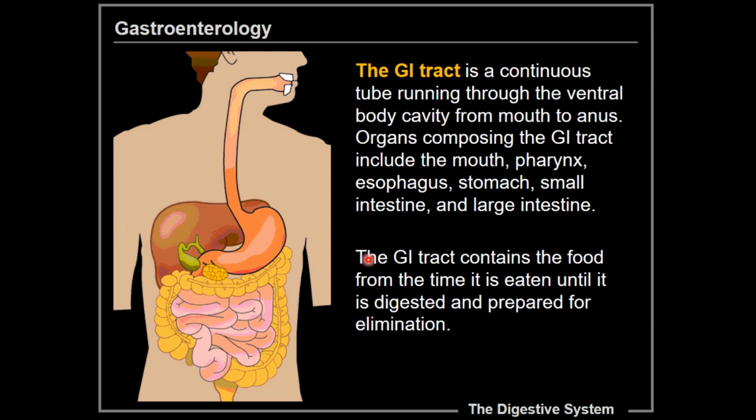So the GI tract is a continuous tube running through the ventral body cavity from the mouth to the anus. Organs composing the GI tract include, as we just mentioned, the mouth, the pharynx, the esophagus, the stomach, the small intestines, and the large intestines. Those are the organs that make up the GI tract. So, by definition, the GI tract contains the food from the time it is eaten until it is digested and prepared for elimination. If it's a hollow tube that food passes through, that is your GI tract or alimentary canal.